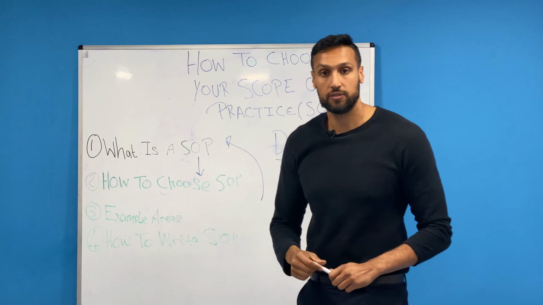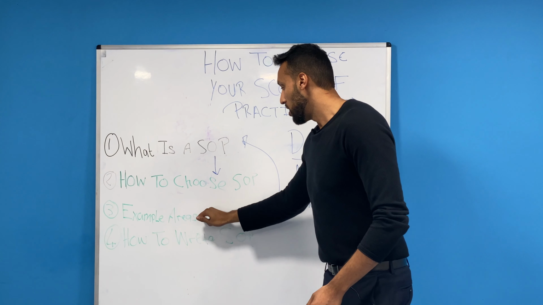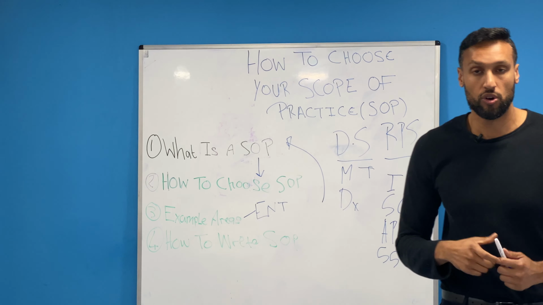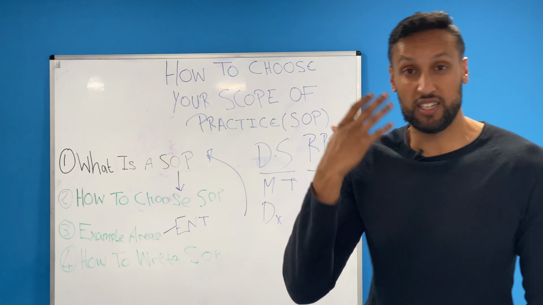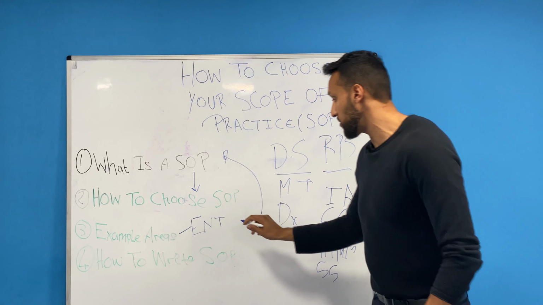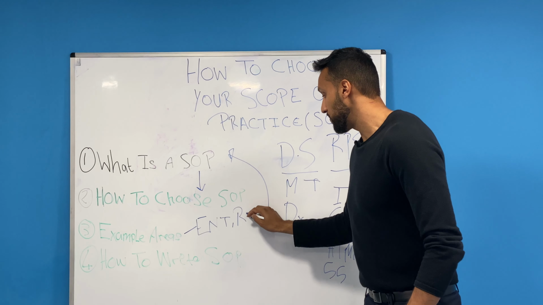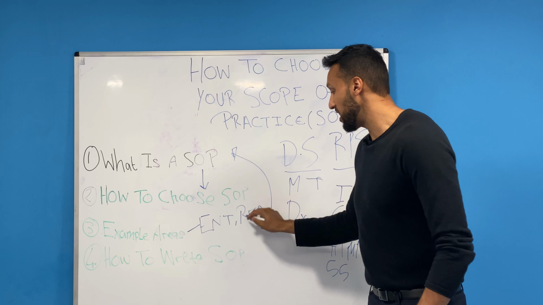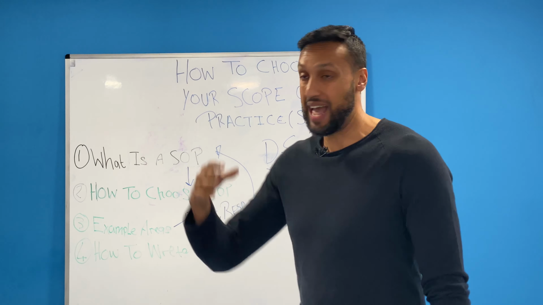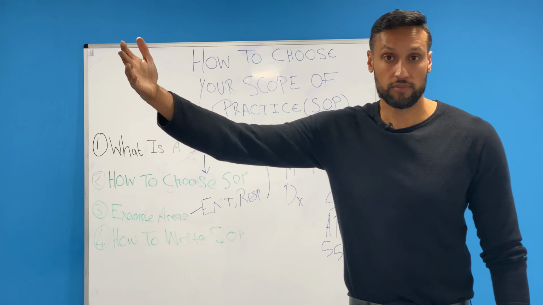What about example areas? Let's think about this. So you can choose maybe ENT conditions, and we're going to write this down, ENT. So that might be your otitis media, otitis externa, sinusitis and so on. What about respiratory? Maybe you want to focus on respiratory. In theory, the respiratory system includes ENT, but here you might think about, for example, asthma, COPD, infections of the lungs, bacterial infections like pneumonia, bronchitis, and so on.